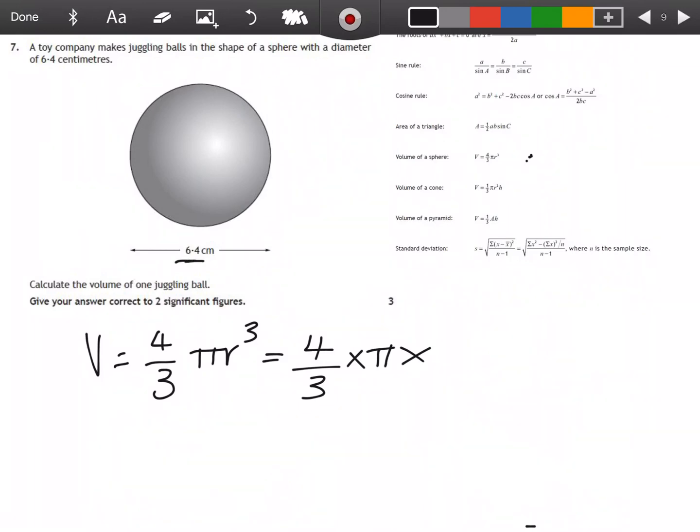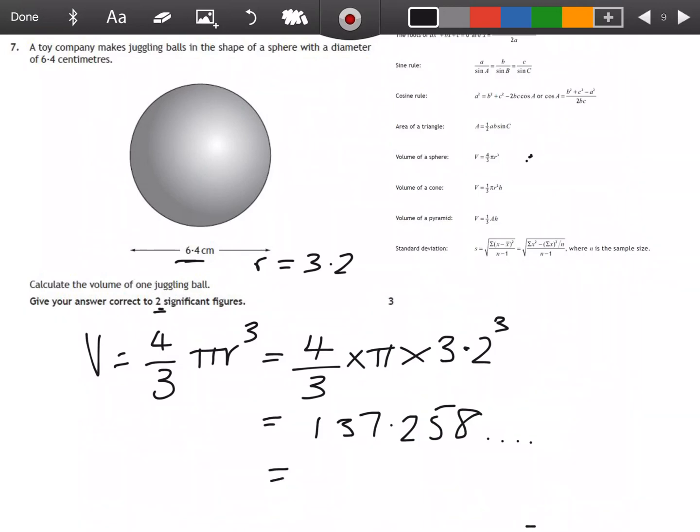This is the diameter, so remember that means the radius is actually only 3.2. The radius is half the way across the circle. Cubed. Key into your calculator: 4 divided by 3, times pi, times 3.2 cubed, or to the power 3. When I do that, I get 137.258. Now what I would do is go back and double check, does it mention anything about rounding? It does, it says 2 significant figures.